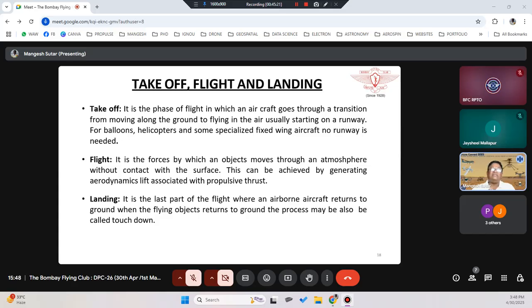Now flight is nothing but a steady flight when it is moving in the space, or in the sky. It is the forces by which an object moves through an atmosphere without contact to the ground surface. This can be achieved by generating aerodynamic lift associated with the propulsive thrust. That means your engines need to be continuously rotating. So that is the propulsive thrust I am giving to the aeroplane. That's why my aeroplane is always moving in a forward direction, and I am maintaining my angle of attack. That is how I am managing my steady flight.